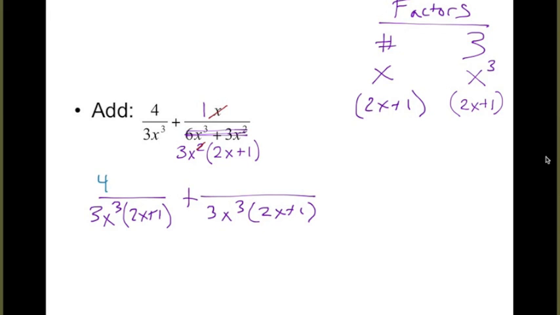Bring the old numerators down. And then look at what changed in the denominators. So there was a 3, there is a 3. There was an x cubed, there is an x cubed. 2x plus 1, that's new. So it needs to go on the top. For the second one, there was a 3, there is a 3. There was an x, and now there's an x cubed. So what do I need? X squared. There was a 2x plus 1, there is a 2x plus 1, so that didn't change.